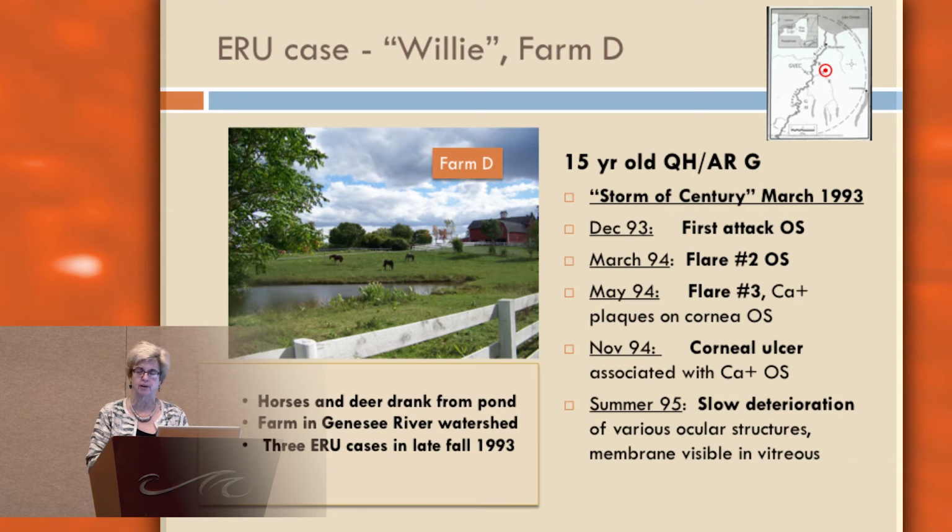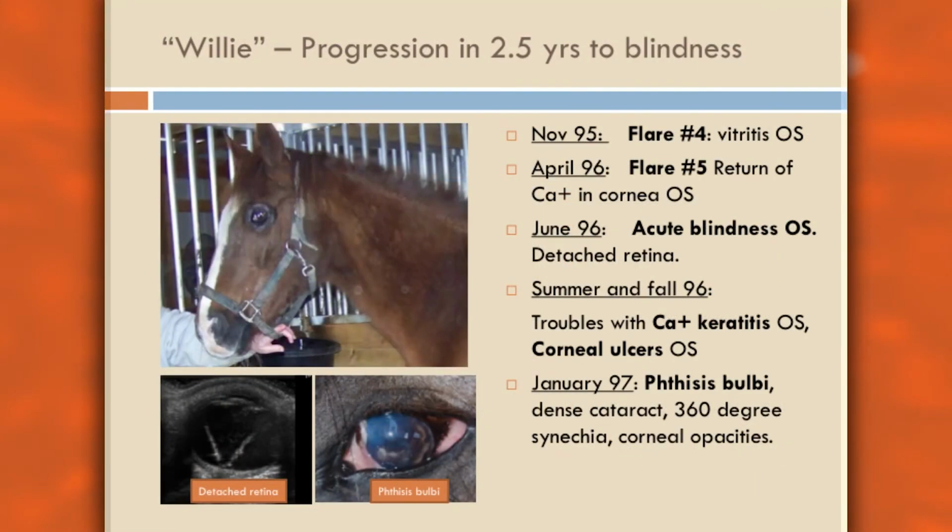He was just, every time I looked at him, he looked worse. We weren't really controlling anything. And I think this pond was the culprit. There's beautiful woodlands right next to it. Who knows if it was a raccoon or a deer or what, but all the risk factors were present here. Over 2.5 years, he went blind. We had a few more hot flares, and his acute blindness was caused by a detached retina.